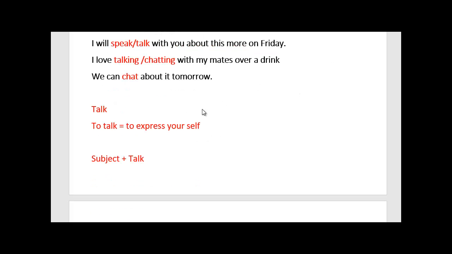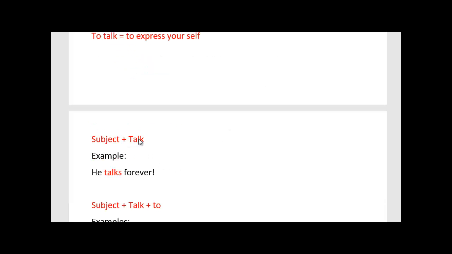So talking is to express yourself, okay? One format for talk, we can say a subject plus talk. So we can say he talks forever. Okay, he is the subject and talk is the verb, and then forever is like an adverb describing the way he talks. So he talks forever. Okay, we said an adverb is a description of the verb.